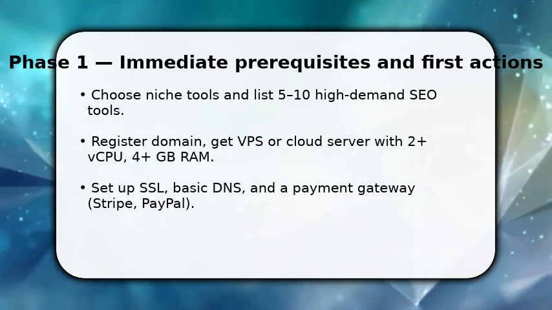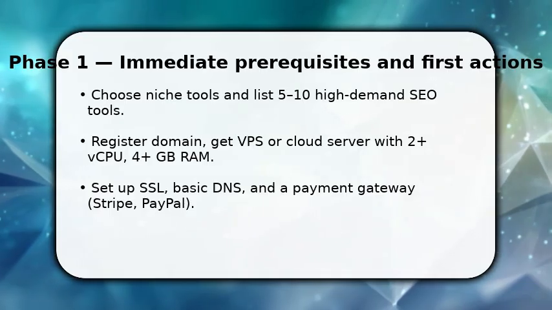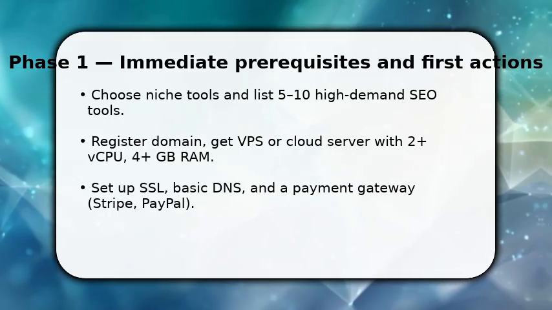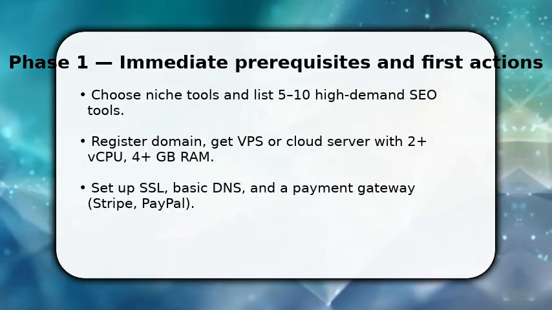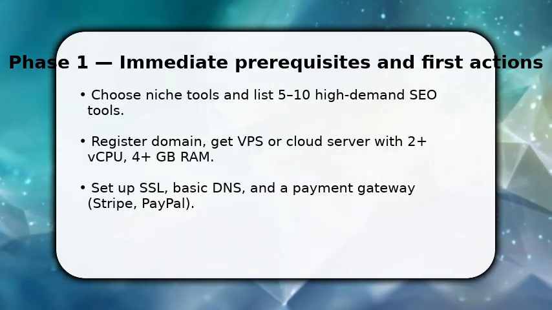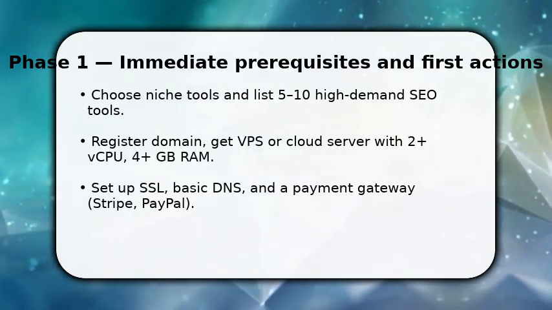You start by locking the essentials. Pick 5 to 10 SEO tools people will care about and validate demand quickly. Once done, register a short domain and provision a VPS or cloud instance with at least 2 vCPU and 4 GB RAM. This supports multiple users.